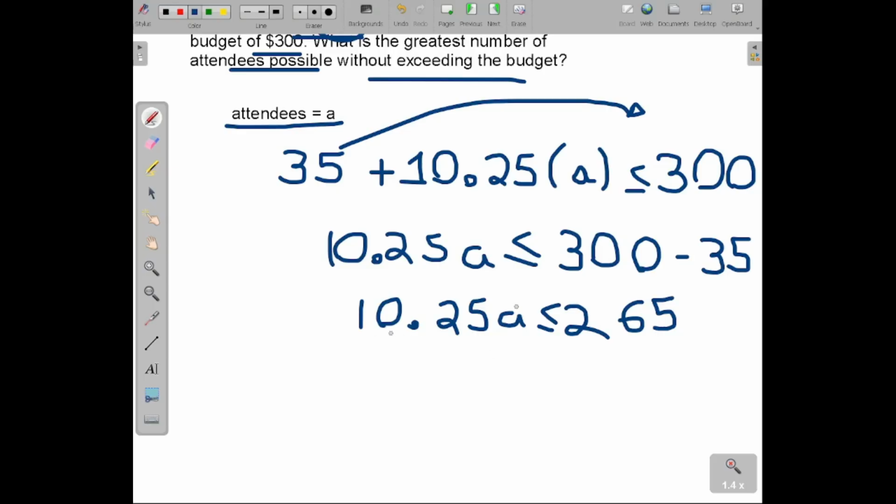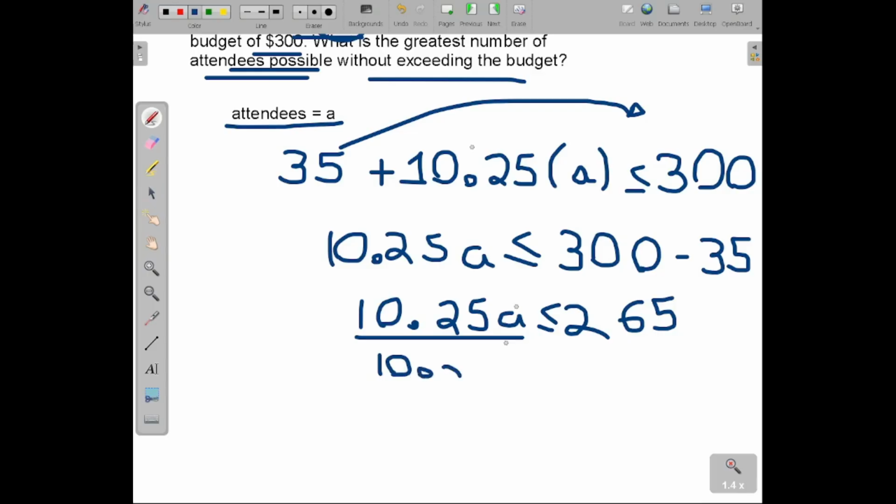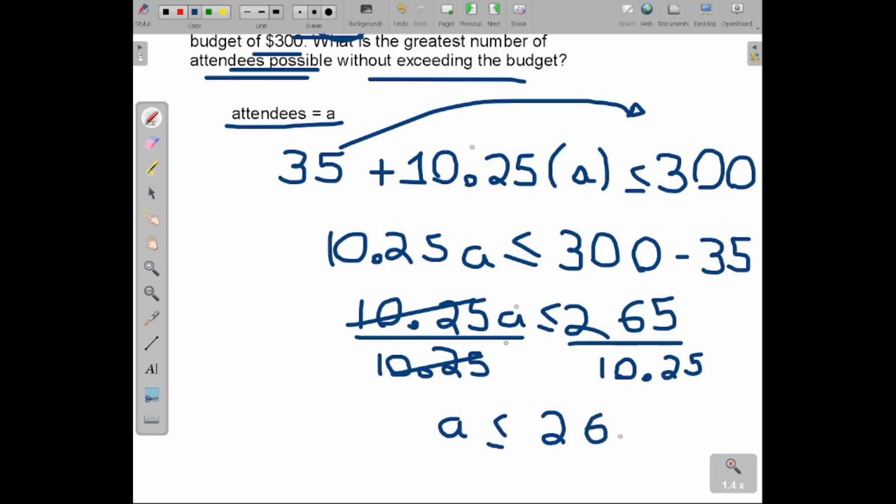Now we have to isolate the A because we are looking for the greatest number of attendees possible. So we divide both terms. 10.25 divided by 10.25 is 1. 1 times A is A, less or equal than 265 divided by 10.25.